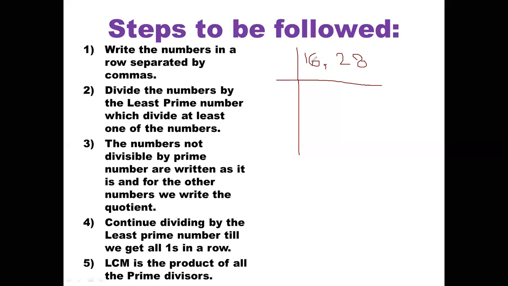So over here, I noticed that 16 and 28, they both are even numbers. So I'm going to divide them with the smallest prime number, smallest even prime number, that is 2. So whatever my least prime number, whichever I have selected, I have to write it down over here. I have written 2.